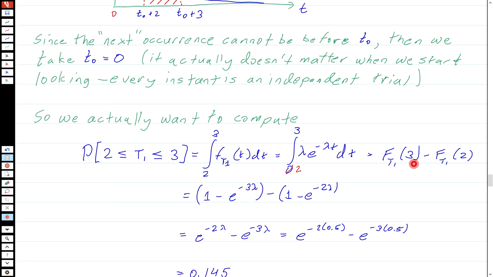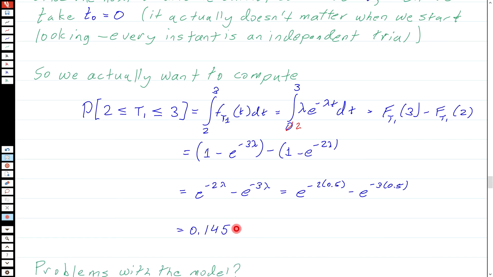If we look at our summary pages, the cumulative distribution function for the exponential is 1 minus e to the minus lambda t, and t in this case is 3. That's F_T of 3. And then the next one is F_T of 2, so 1 minus e to the minus lambda t, where t is 2 now. The ones disappear, and we get e to the minus 2 lambda minus e to the minus 3 lambda. We know lambda is 0.5, so I plugged in the numbers and I get 0.15.